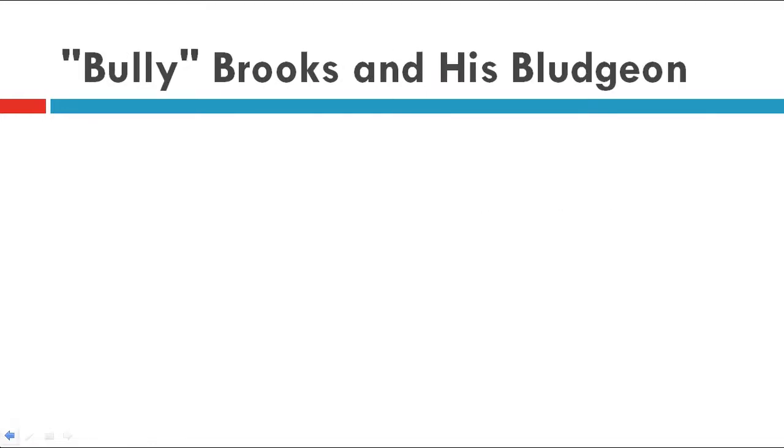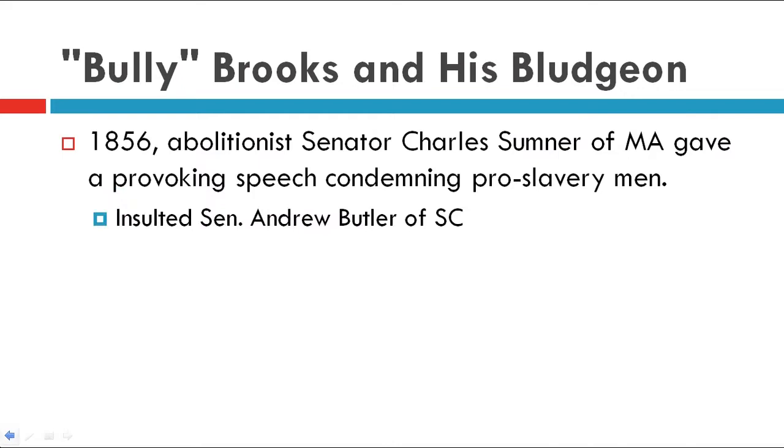So it seems that the civility of the Senate is gone by 1856 as an abolitionist, Senator Charles Sumner of Massachusetts, gave a very provoking speech which condemned slavery and supporters of slavery. And within that, he actually personally insulted Senator Andrew Butler of South Carolina. Now, you probably know by now that in early America, insults to people's honor don't generally end very peacefully, we'll just say. And in fact, it didn't happen here either.